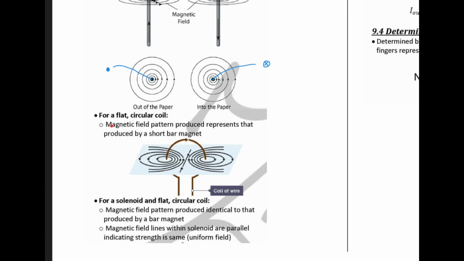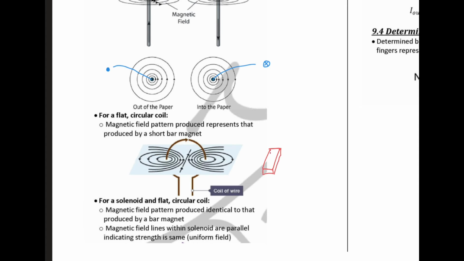So the magnetic field pattern produced represents that produced by a short bar magnet. What is meant by a short bar magnet? Imagine a short bar magnet will be like this. Let's say you have a bar magnet or a permanent magnet.